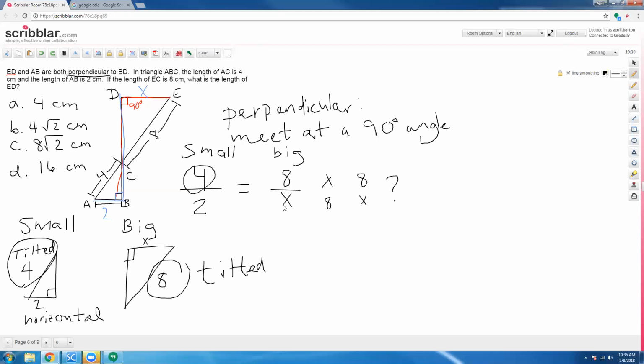These proportions, the solving part usually is pretty straightforward. It's the setup part that can really get you. And you've got to make sure you're going in that same order. But once you have it set up, we cross multiply and solve.